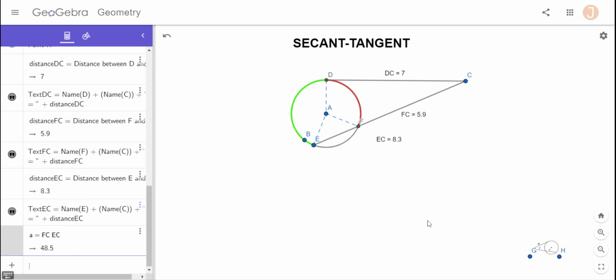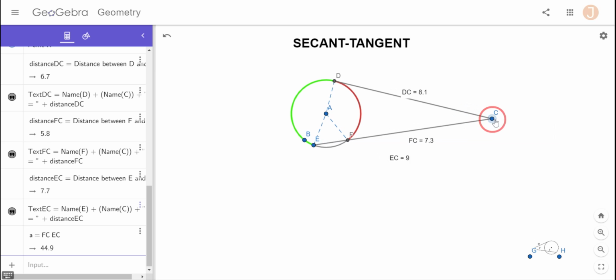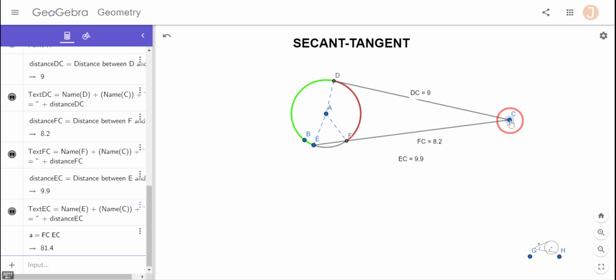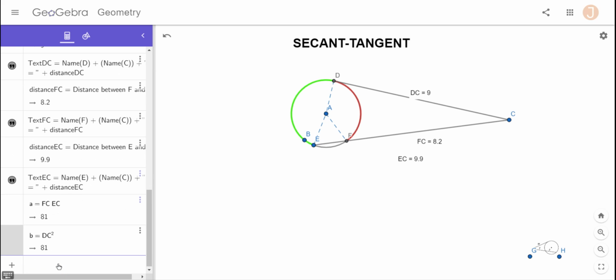Well, we get 48.5. Well, when we look at this, DC is 7. So, it's kind of close to 48.5 if we square rooted 48.5. So, if we move this around, maybe try to get some whole numbers, well, 9, and 81, hey, that looks like something. So let's see what happens when we go ahead and take DC and just square it. Yeah, of course, we got 81.